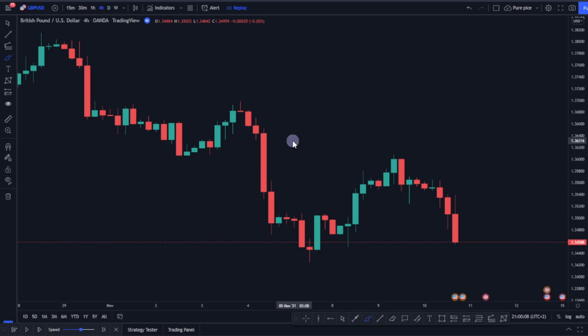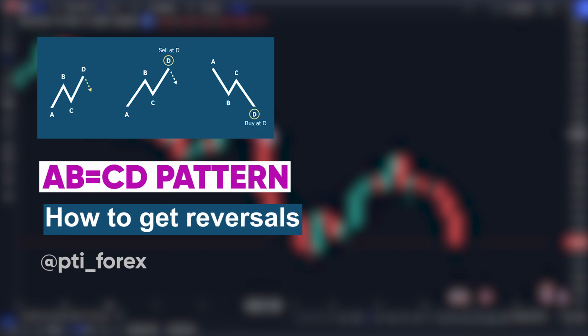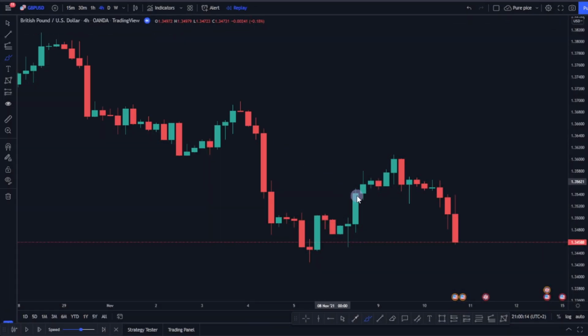So today I'm going to be speaking about the ABCD pattern, which is a very basic harmonic pattern that you can use to find good entries in a trending market. There are two possible directions that you can go in a trending market. For example, here it's a downtrend. So the primary direction is to look for selling opportunities. However, the secondary direction is the upward direction, where you have to be looking for buying opportunities.